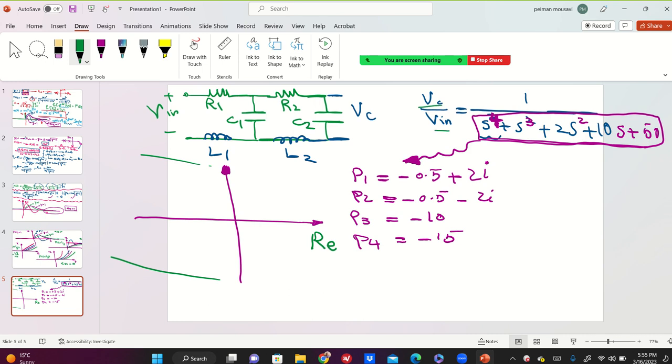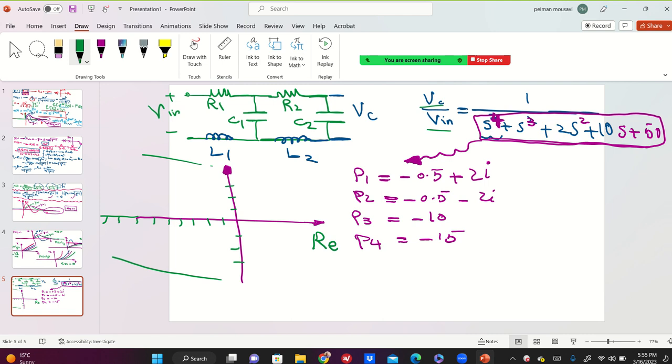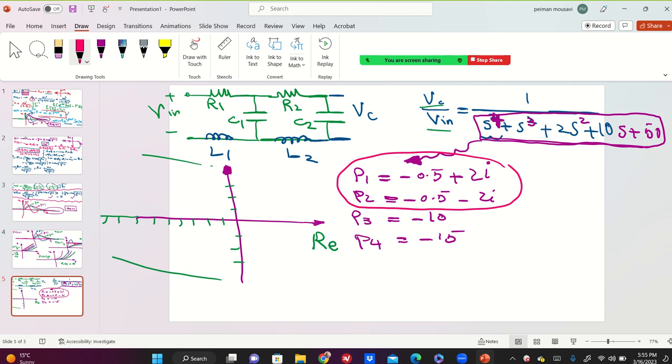Voltage of the capacitor over input voltage. So if I want to plot it, say 1, 2, 3, 4, 5, 6, 7, 8, 9, 10. So 1, 2, 3. So you have a pair of complex conjugate poles here at minus 0.5 plus and minus 2i. And the third pole is at minus 10 here. The other pole is very far, that's right, minus 15.